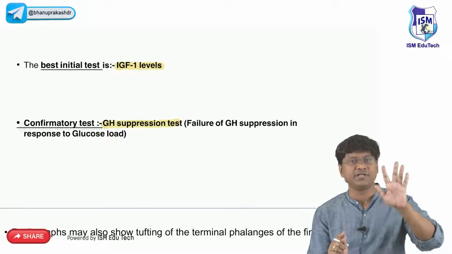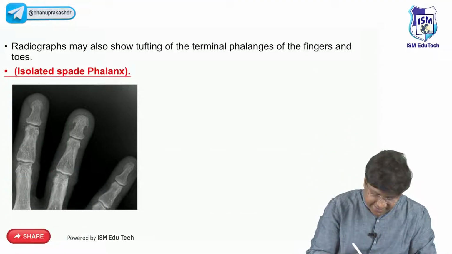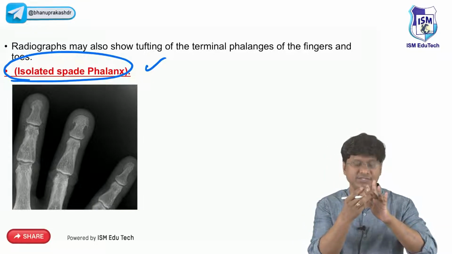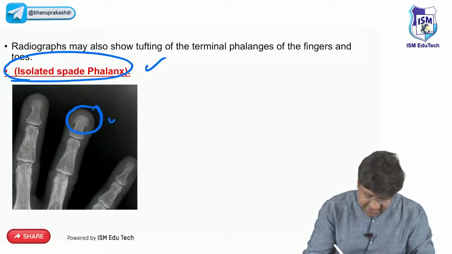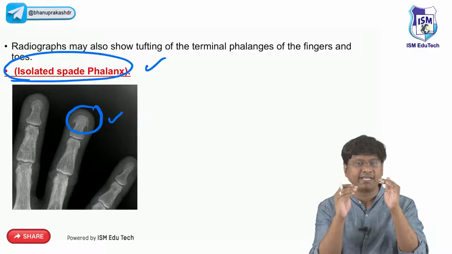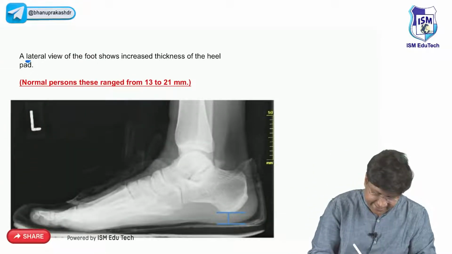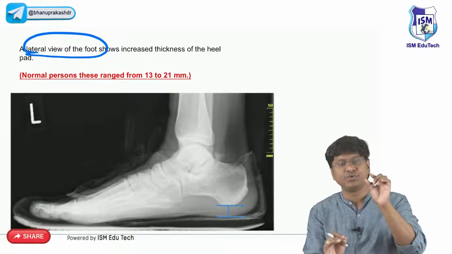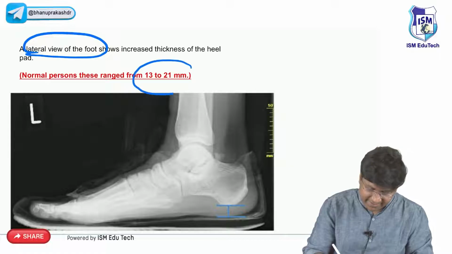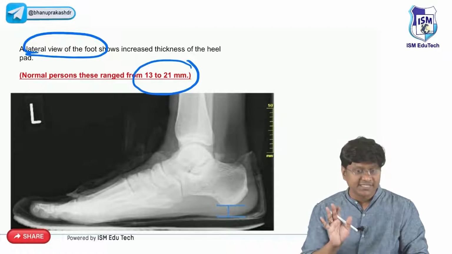And another very, very important investigation is the radiological imaging of the digits. When you do a radiological imaging of the digits, you will observe the isolated spade-shaped phalanx. That is a classical radiological finding in patients with acromegaly. And not only that, when you take the lateral view of the X-ray of the foot, you will notice that the heel pad thickness is increased. How much is the normal heel pad thickness? Normal heel pad thickness is 13 to 21, but in patients with acromegaly, that will be more than 21. So these are the investigations.